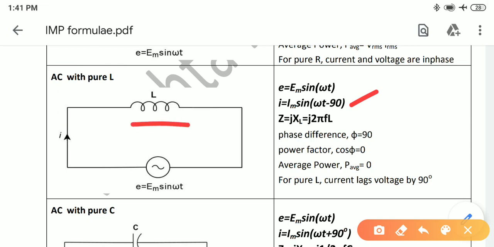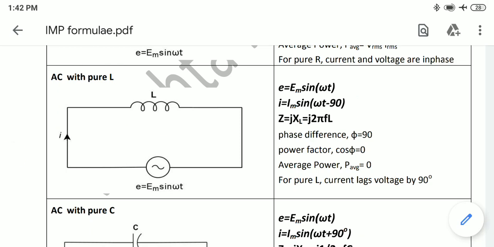And the impedance of the circuit is Z is equal to j XL, that is j 2 pi FL. The phase difference here is phi is equal to 90, therefore power factor is cos 90 which is 0 and the average power is also 0. That means pure inductive circuit does not consume any amount of power.